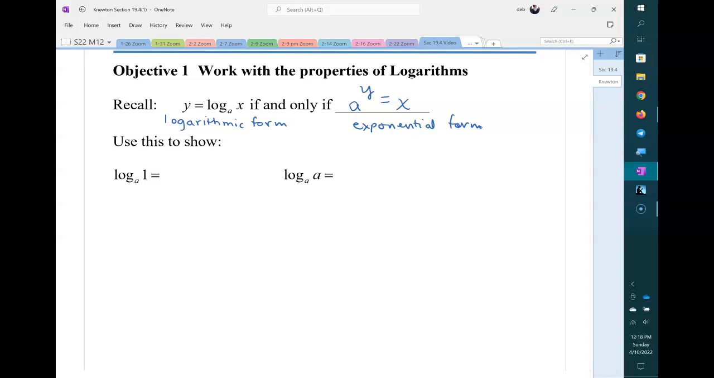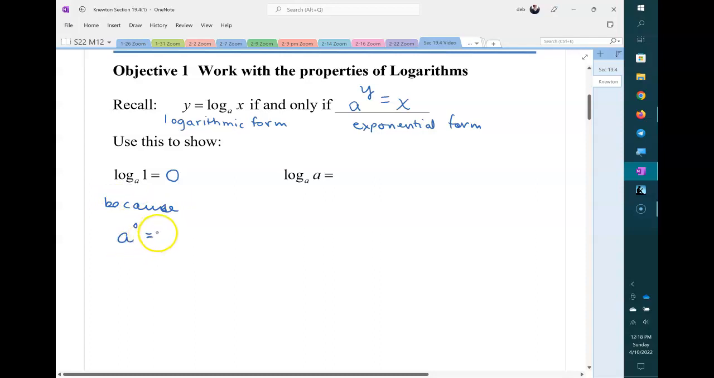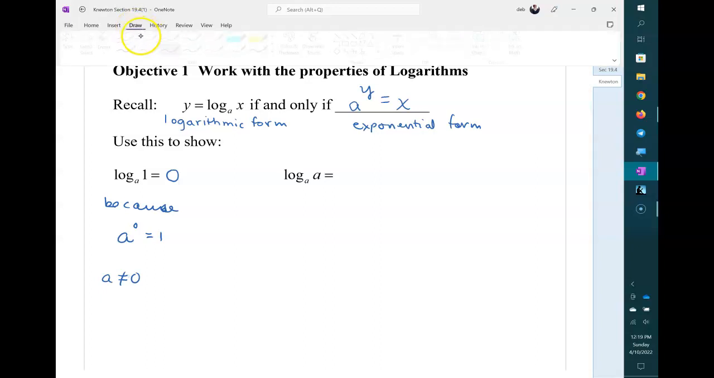So let's use this property to show that the log base a, no matter what the base is, of 1 has to be 0 because a to the 0 equals 1, as long as a is not 0, but we couldn't have a base of 0 anyway. So we know that the log in any base of the number 1 is going to be 0. That can be a really handy fact for simplifying things.